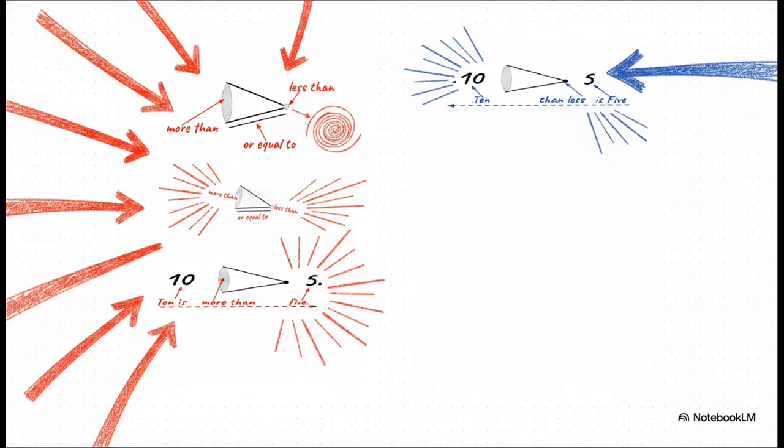Because, in mathematics, direction changes absolutely everything. Reading from left to right gave us exactly what we just said. 10 is more than 5. But wait, what happens when we read it backward, from right to left? Well, we start at the number 5, hit the tiny point of the cone first, and then move across to the wide opening. So the exact same sentence becomes 5 is less than 10. Both statements are 100% mathematically true. It just depends entirely on which direction you're reading from.